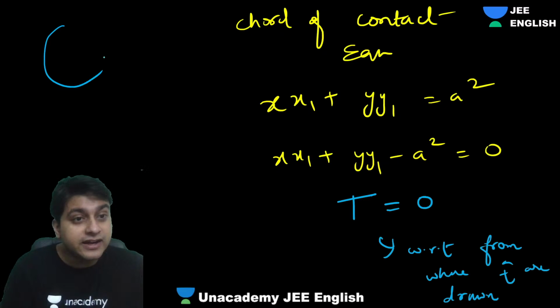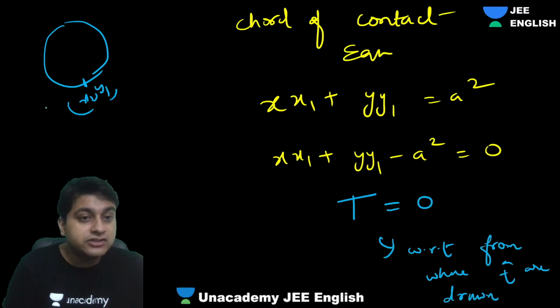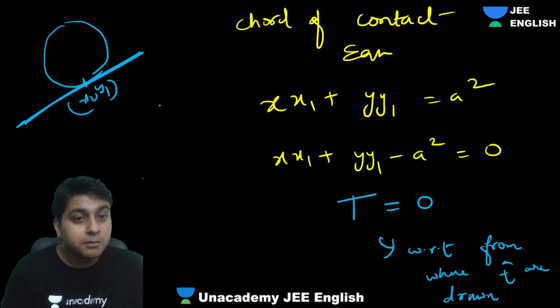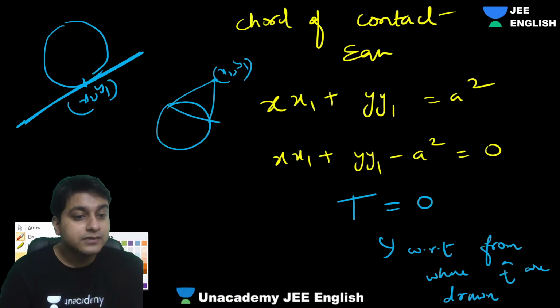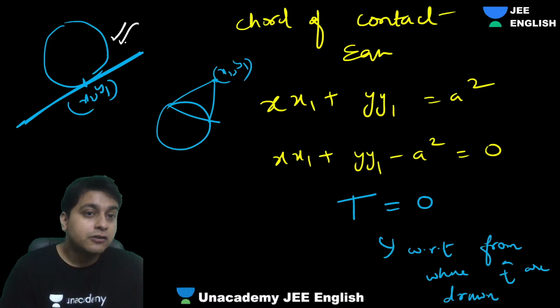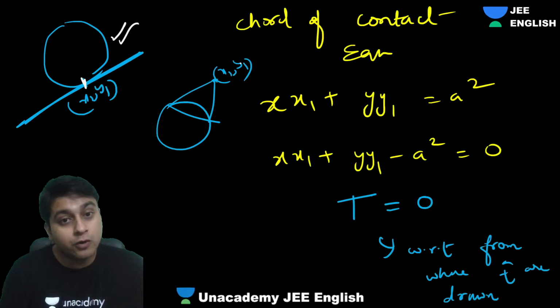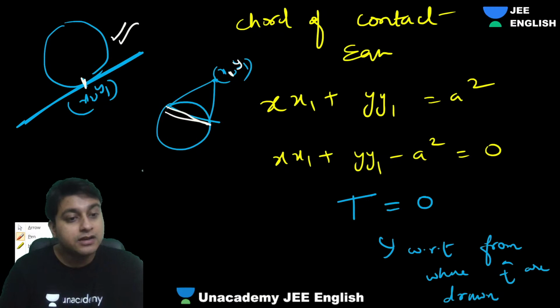See, for tangent, x1, y1 is the point where you have this tangent drawn. Understood? But for chord of contact, this is x1, y1. Understood the difference, guys? The difference is this. For tangent, you have to keep this point as x1, y1. And for chord of contact, from where you are drawing the tangents and then joining them, this point will be nothing but the point with respect to which we are trying to calculate.